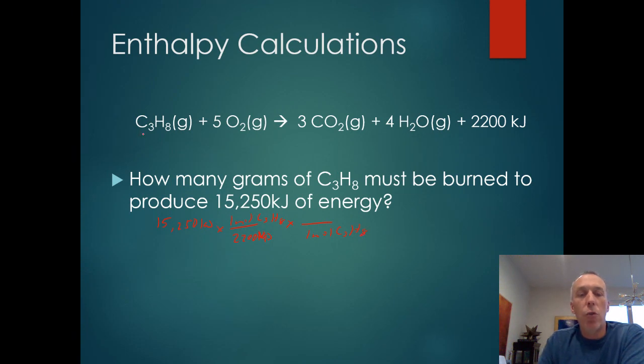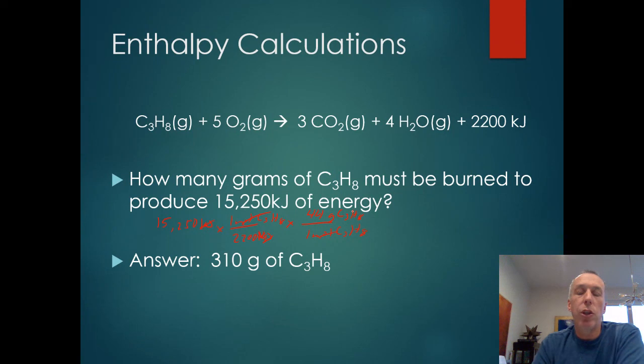C3H8, each carbon is 12, so that's 36. Each hydrogen is 1, so that's 8. 36 plus 8 is 44. So 44 grams of C3H8. Now notice I did round those to whole numbers. If you get decimals, you'll get a slightly different answer, and I think my answer will include the decimals, so I apologize for rounding there. But multiply everything in the numerator, divide by everything in the denominator, and before we do that, kilojoules cancel, moles cancel, and we're left with grams. And when you do that, you should get 310 grams of propane.